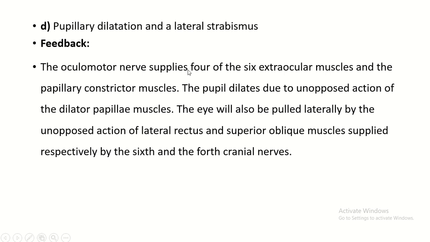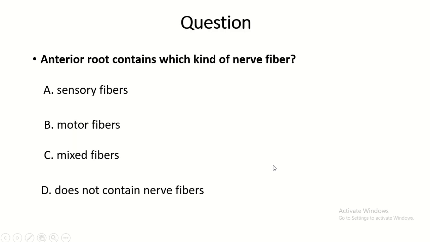The oculomotor nerve supplies 4 of the 6 extraocular muscles and the pupillary constrictor muscle. The pupil dilates due to the unopposed action of the dilator pupillae muscle. The eye will be pulled laterally by the unopposed action of the lateral rectus and superior oblique muscles, supplied respectively by the 6th and the 4th cranial nerves.